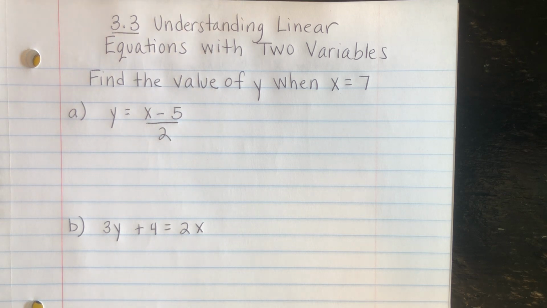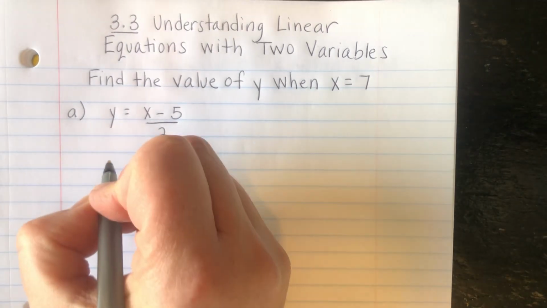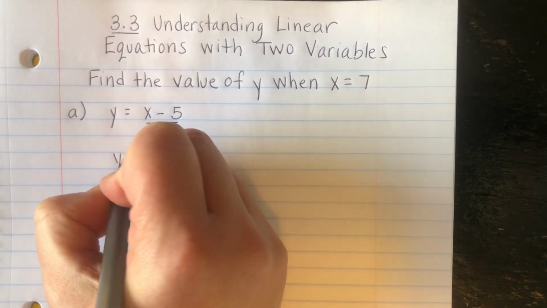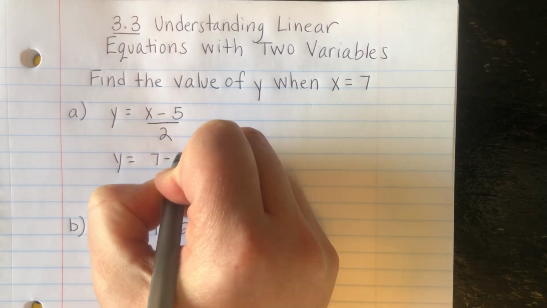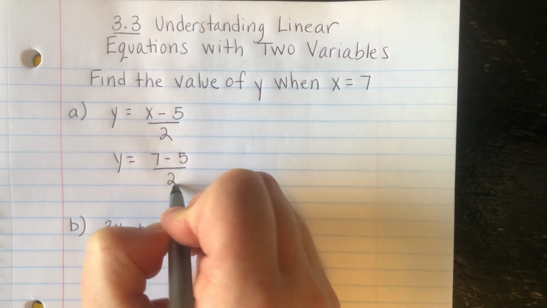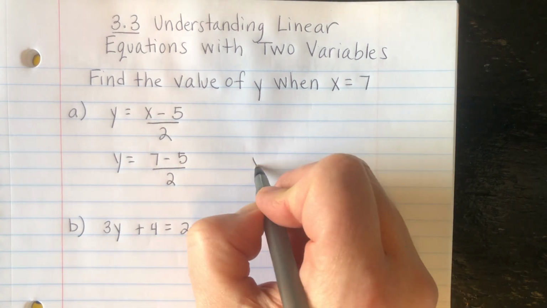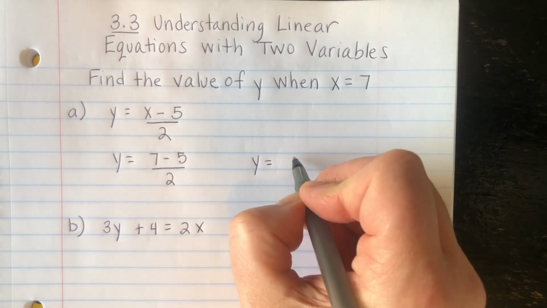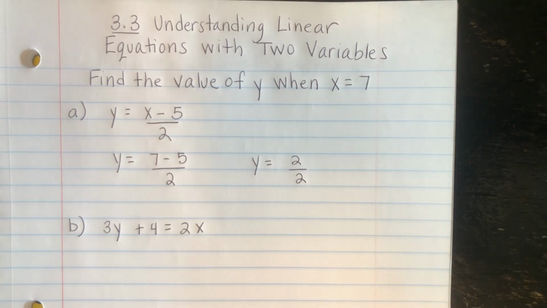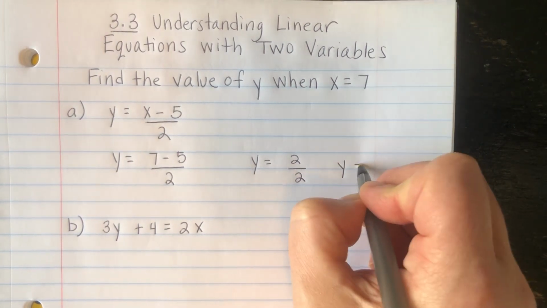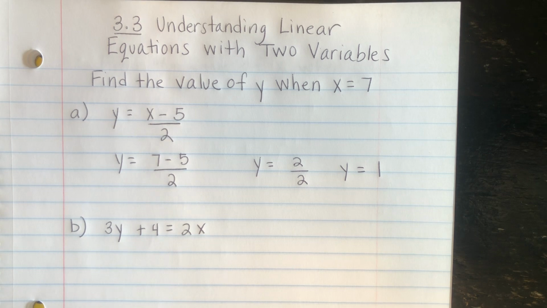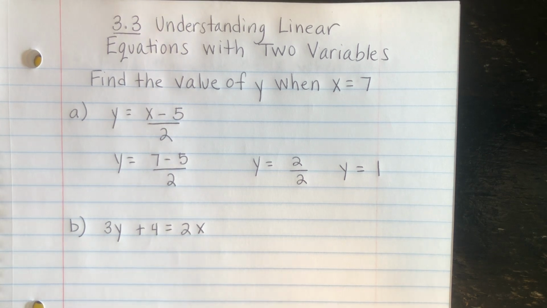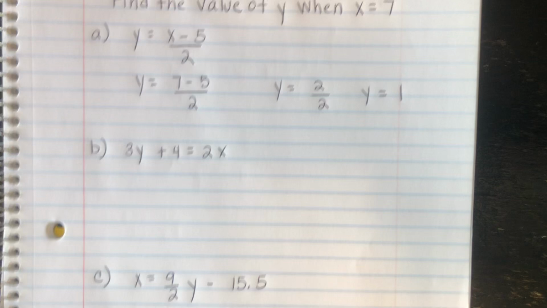For example A, it says find the value of y when x equals 7. So wherever we see an x, we're going to replace it with 7 and then solve for y. So you can rewrite it as y equals 7 minus 5 over 2. We have y equals 7 minus 5 is 2, divided by 2, which y equals 1. For the first example.